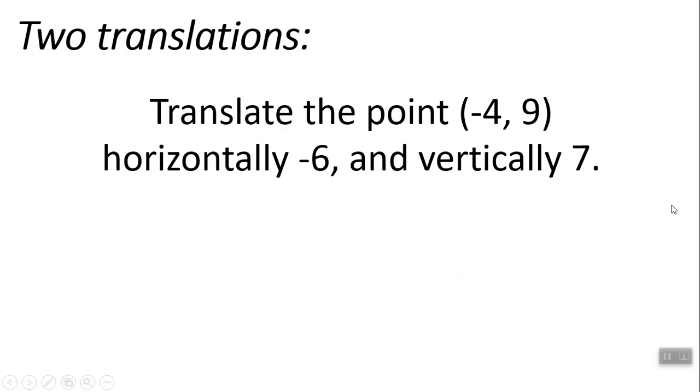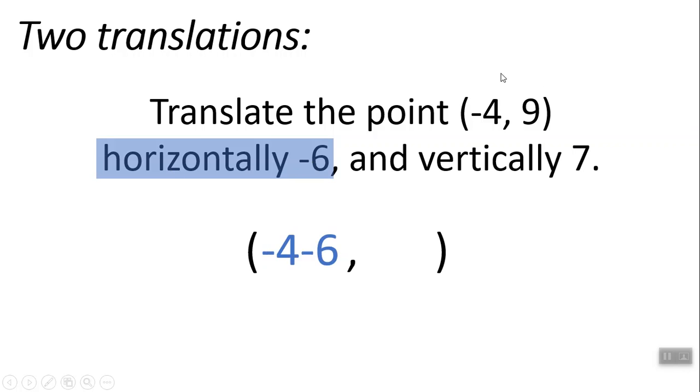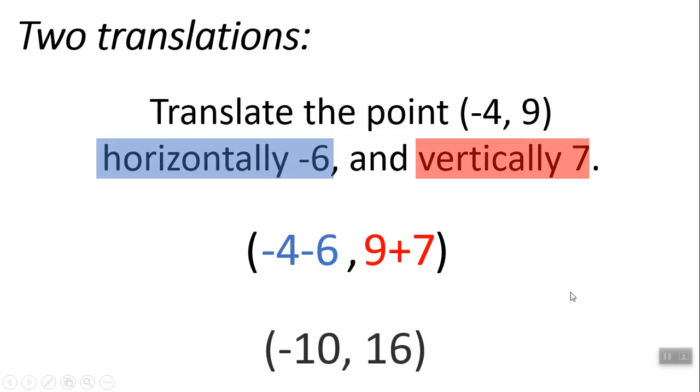Let's go ahead and try it on an actual point. I've got the point -4, 9, horizontal -6, vertically 7. So then we've got horizontal -6. That means you take your X and subtract 6. Vertical 7, that means you're taking your Y value and adding 7. So you end up getting -10, 16.